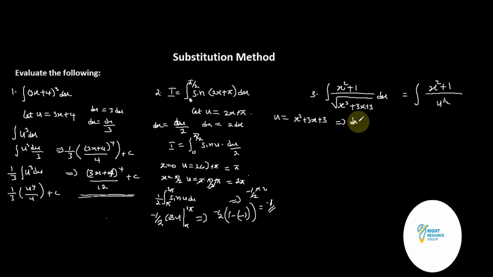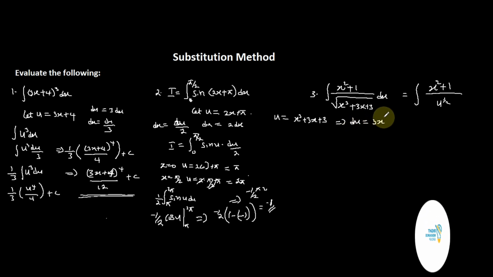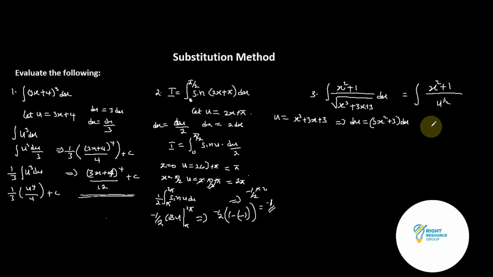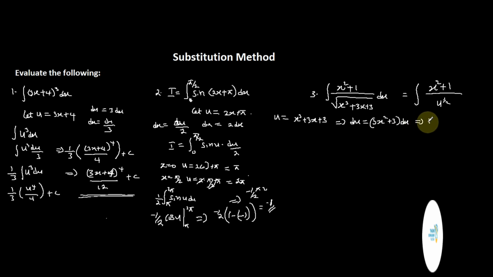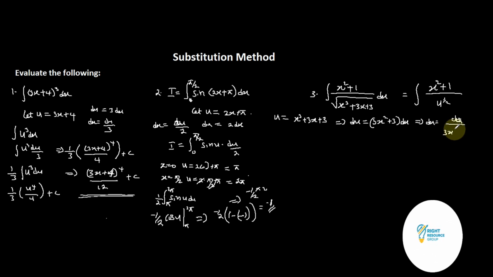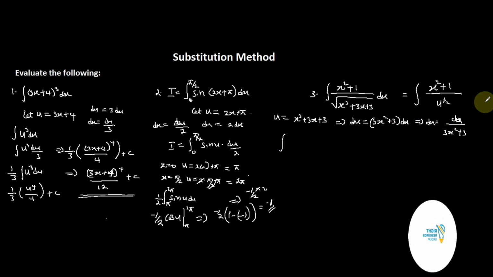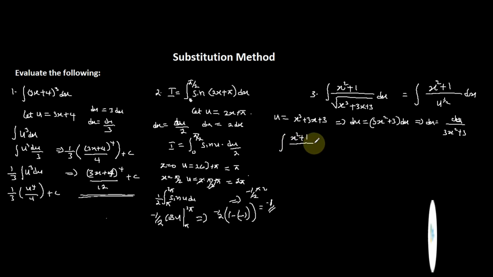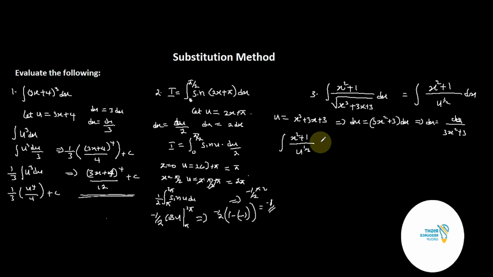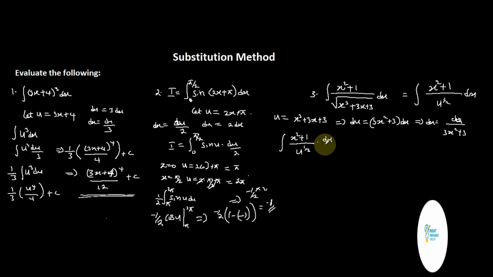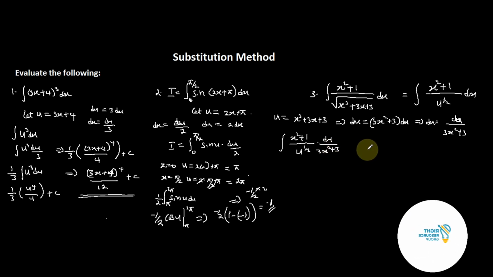So now if we differentiate u with respect to x, we are going to have du equals 3x squared plus 3 dx, and making dx the subject of the formula, dx will be equal to du all over 3x squared plus 3. So this integral will now become x squared plus 1 divided by u raised to the power of 1 over 2. Instead of putting dx, you are going to have du all over 3x squared plus 3. So that is what we have.